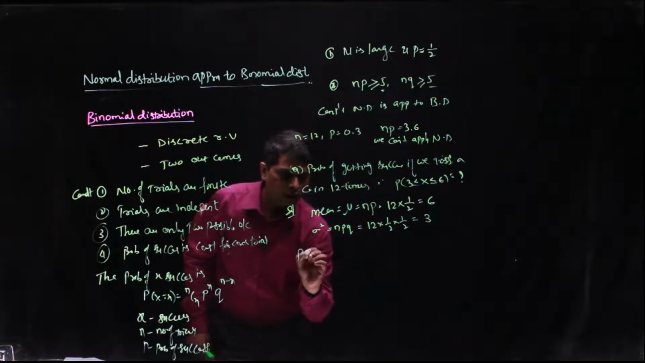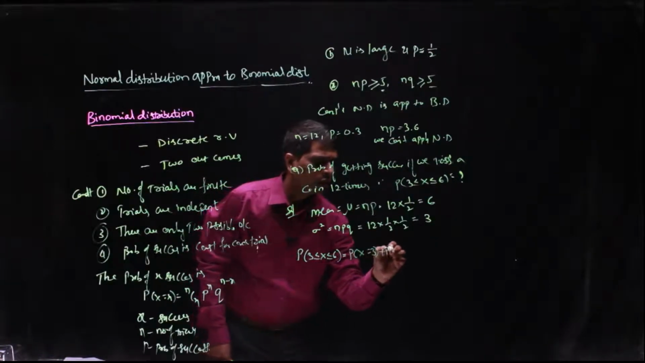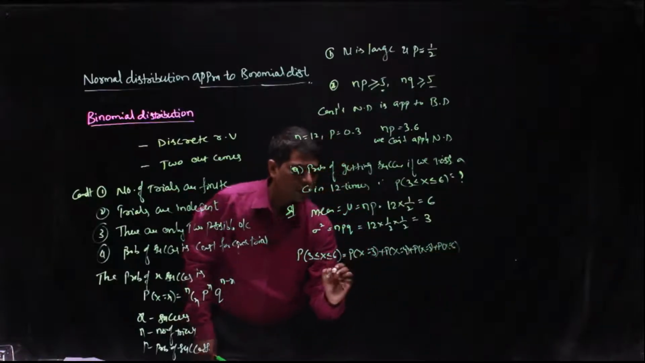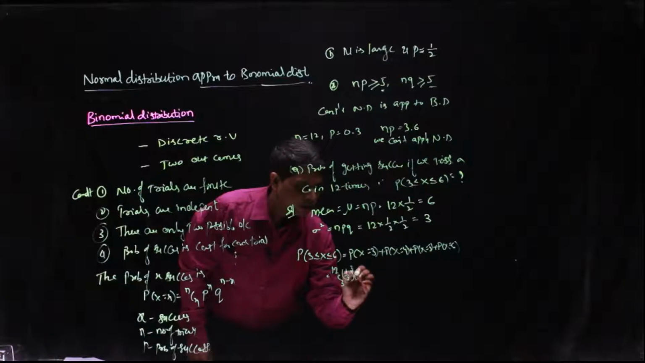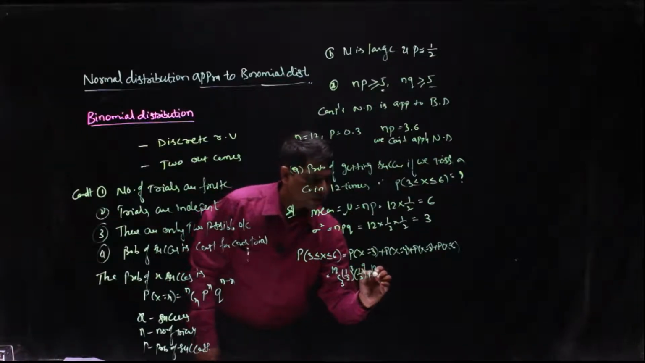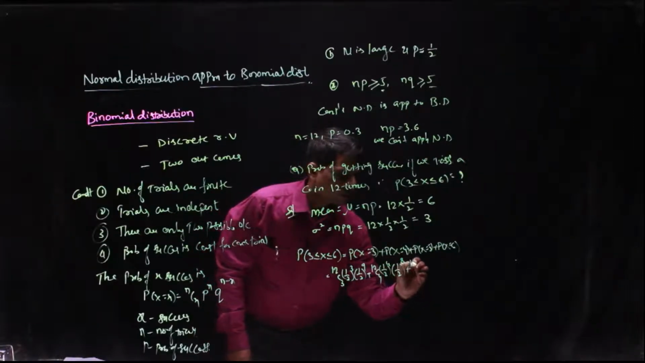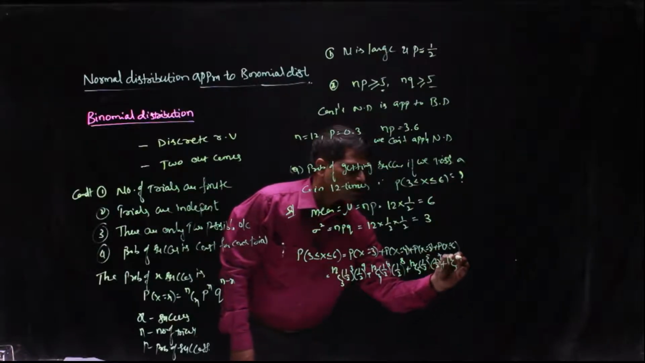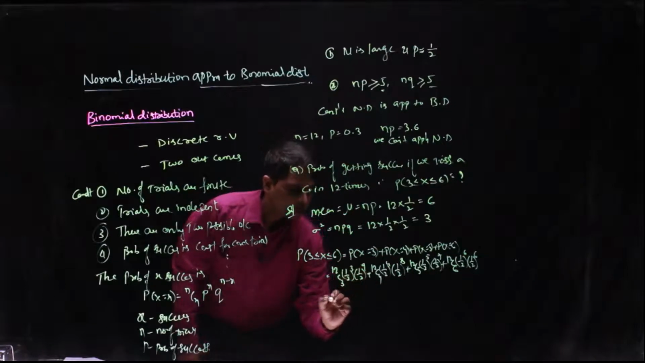Now, to calculate the probability that the number of successes is between 3 and 6, we need P of x equals 3, 4, 5 and 6. Using the binomial formula nCx p power x q power n minus x: 12C3 into 1 by 2 power 3 into 1 by 2 power 9, plus 12C4 into 1 by 2 power 4 into 1 by 2 power 8, plus 12C5 into 1 by 2 power 5 into 1 by 2 power 7, plus 12C6 into 1 by 2 power 6 into 1 by 2 power 6. Here 1 by 2 power 12 is common.